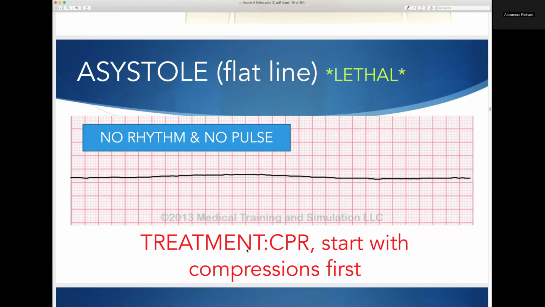Our next lethal rhythm is asystole, which we call a flat line. This is a lethal rhythm. This patient is dead, and they will stay that way if you don't do CPR, okay? And in doing that CPR, you're going to try to figure out what could have contributed to them having this rhythm, okay? So make sure you know for asystole, there is no rhythm.